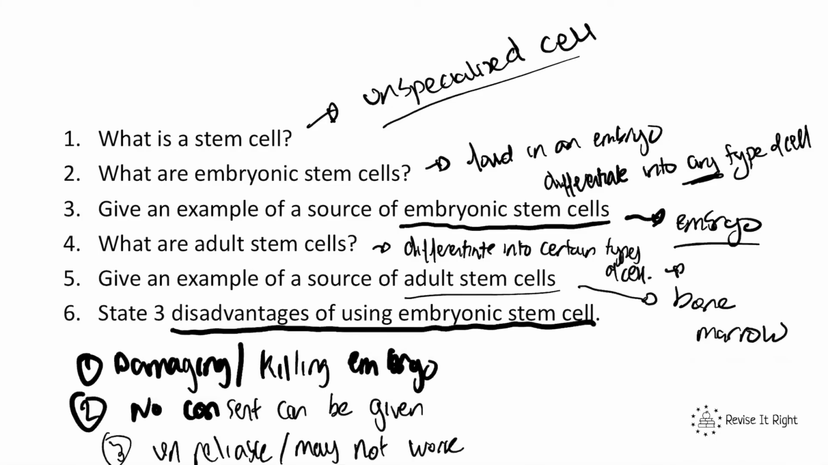Okay, so they're the 3 disadvantages that I just taught you, so hopefully they're the 3 disadvantages that you wrote about. So we have now looked at stem cells, and what they are, the 2 different types, and then the advantages and the disadvantages of using embryonic stem cells in medicine. So again, lots to remember.